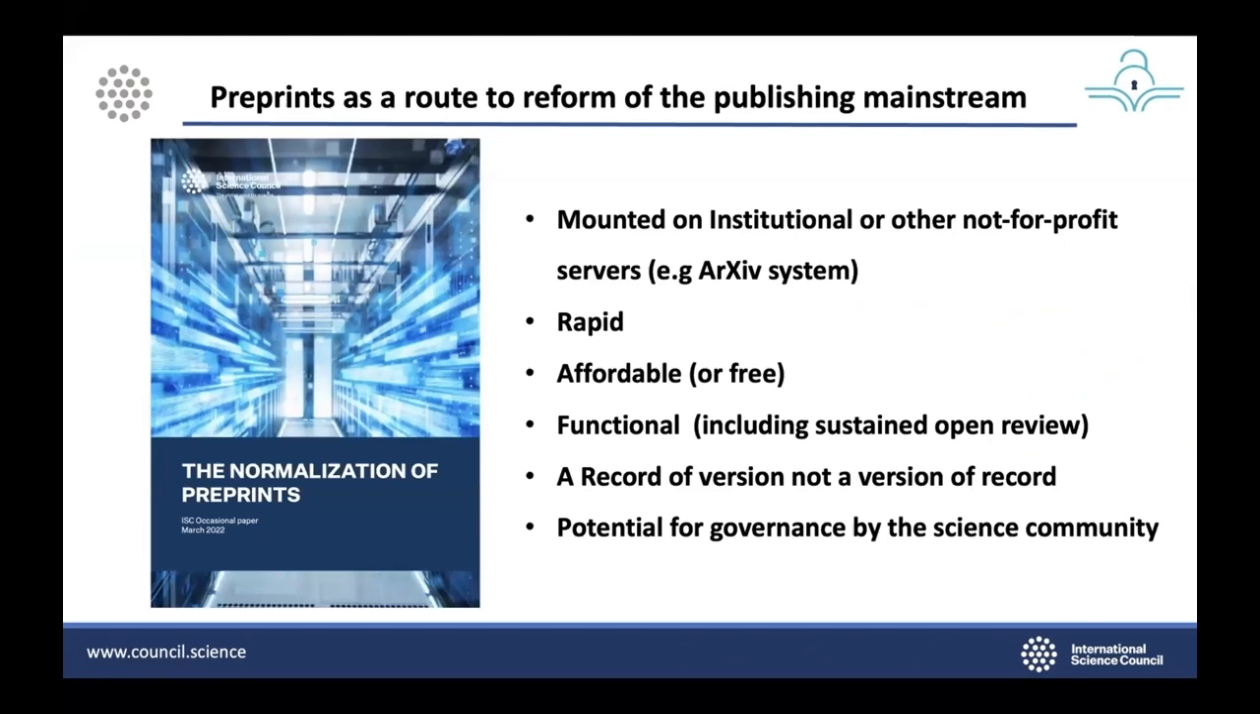The question is, how can we reform scientific publishing to the benefit of science? The image on the left is of an ISC report that identifies how the rapidly evolving open preprint movement could be the basis on which such necessary reforms could be created. Preprints mounted on institutional or independent not-for-profit servers, to which a continuing peer review function could be added, would offer speed, affordability, greater functionality, and be more responsive to the needs of the international science community and to the development of open science, and will, I think, be discussed by Luke Drury in the next session.